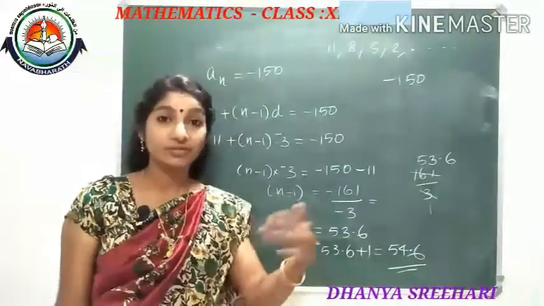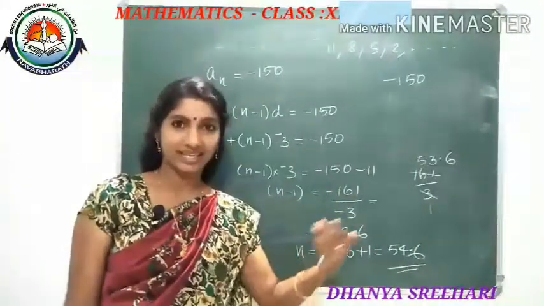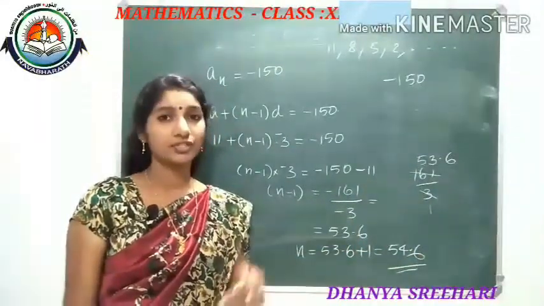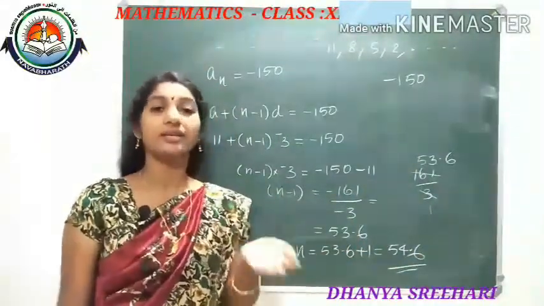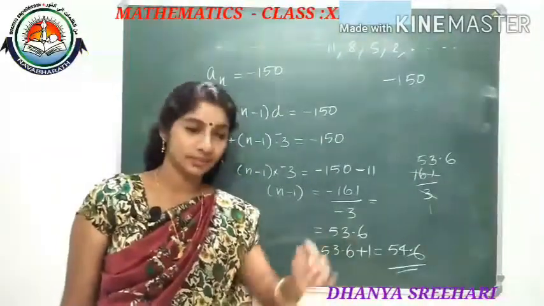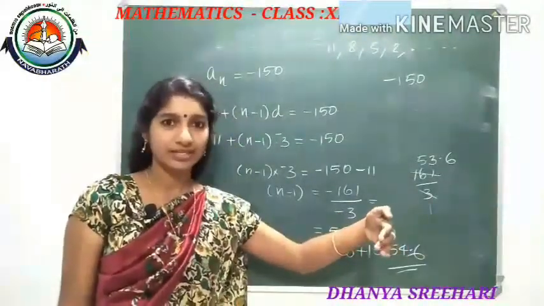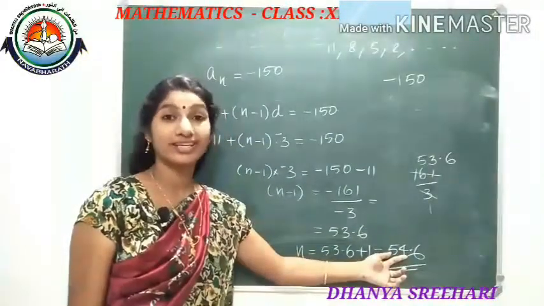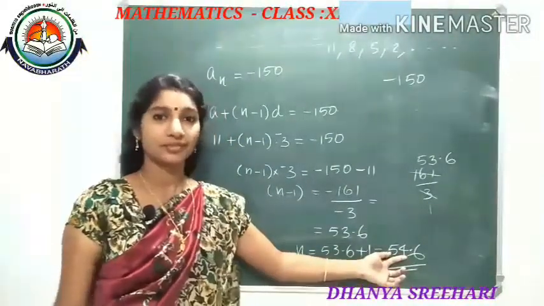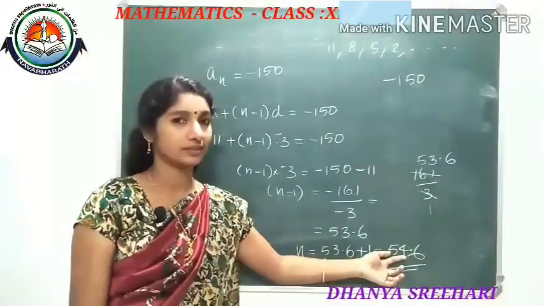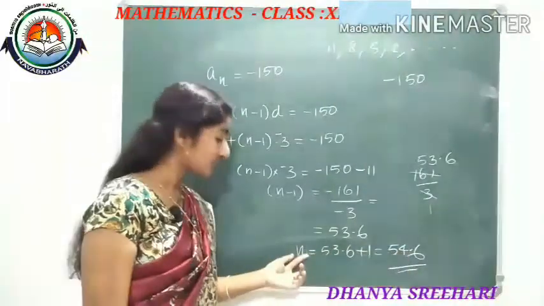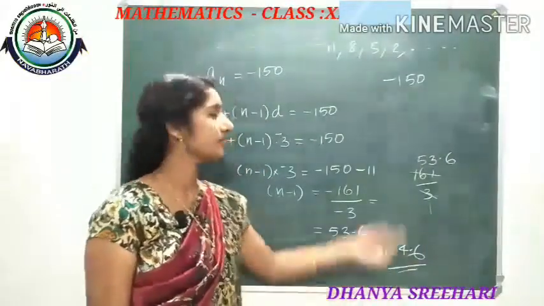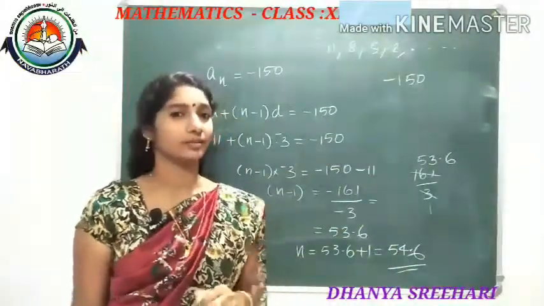n means the number of the term. First, second, third, fourth, like this only natural numbers come. Which term means either the 54th term or the 55th term, it's counting like this, isn't it? So there is no chance of getting the 54.6th term. Either the 54th term or the 55th term. So since we got n as not a natural number, we can say minus 150 is not a term of this AP.